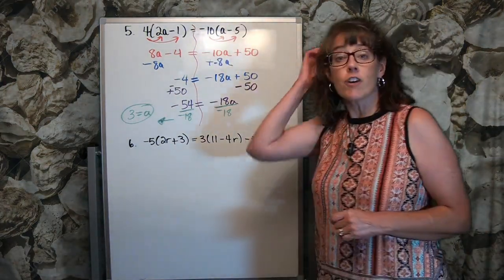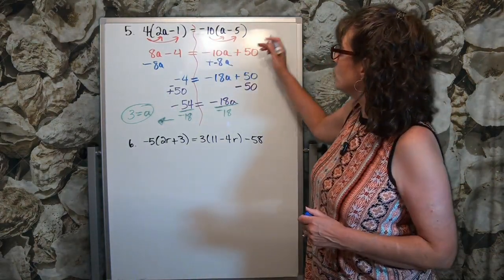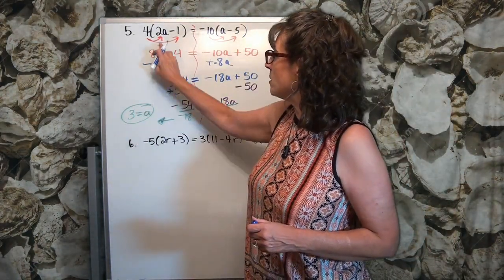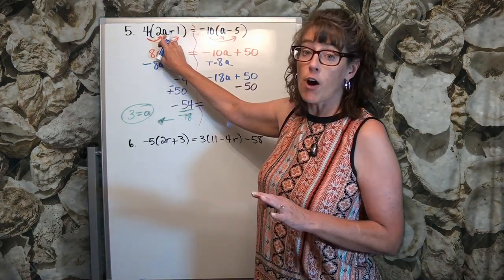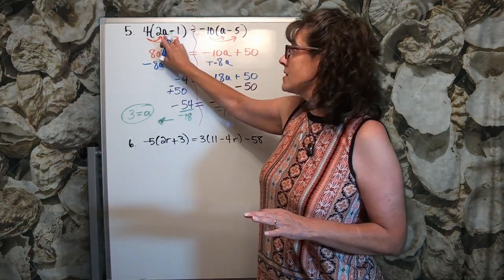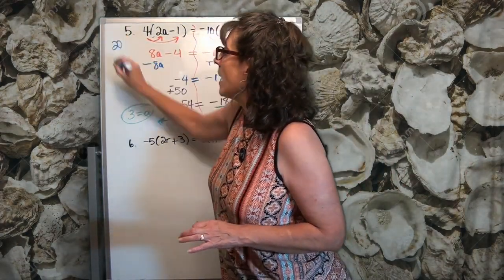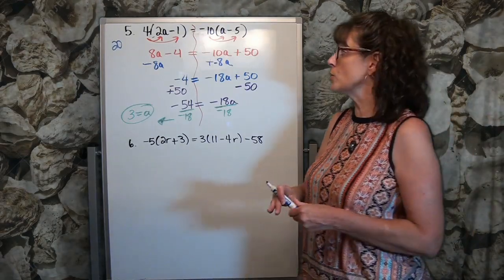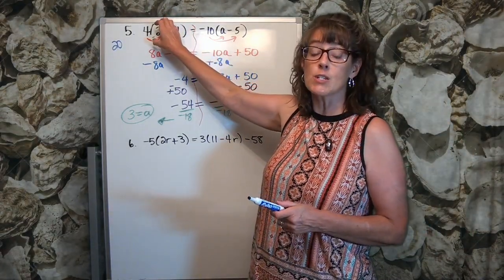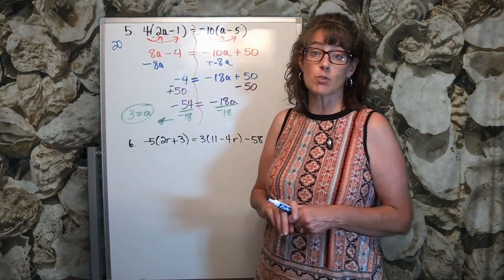And just like every other time, we can check this. In order to check, I'm going to take that 3 and put it right here, and follow order of operations. 2 times 3 is 6. 6 minus 1 is 5. And 5 times 4 gives me a 20. I need to follow proper order of operations, which says go inside that parentheses. Within the parentheses, I have to do this multiplication before I do this subtraction.